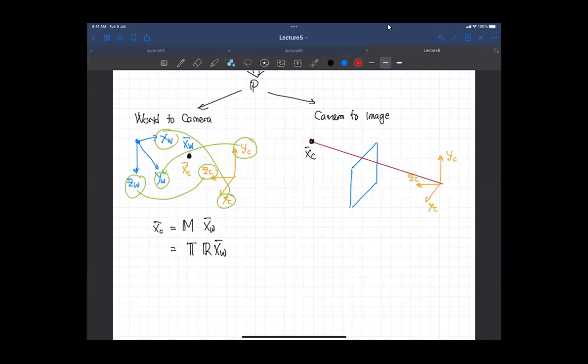into the origin. And the point here is xi, xi bar. Okay, so for this one, we also have a transformation from xc into xi.